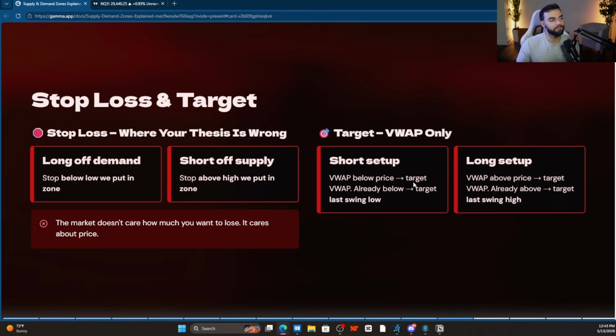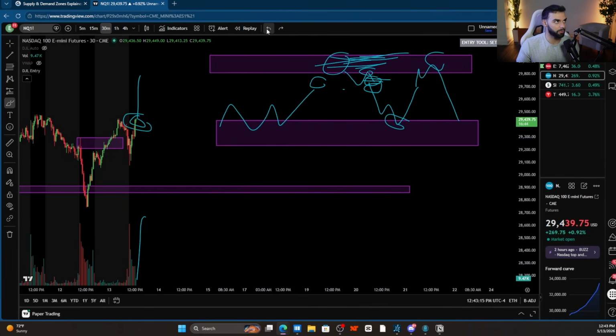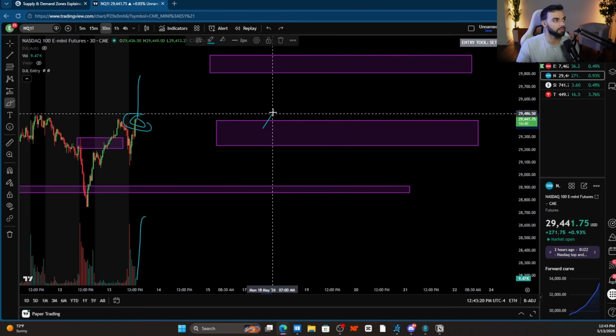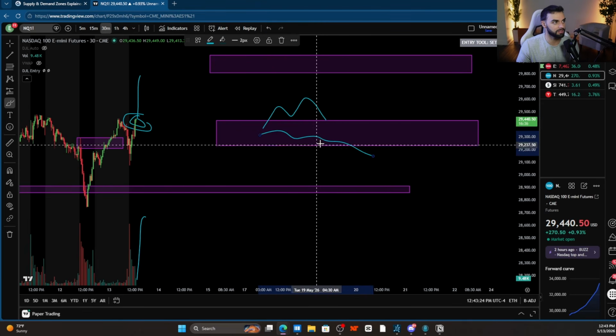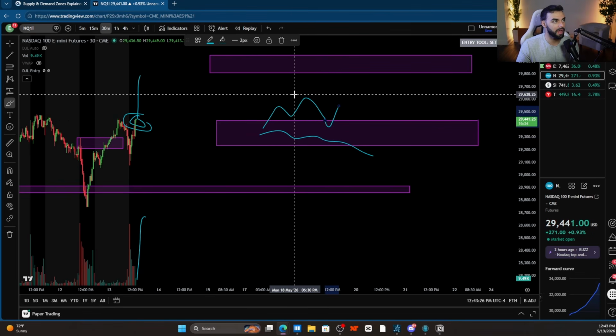And if VWAP is, for example, let's say we're looking at longs off of a key level. Let's say we're looking at longs off demand. We bounce off demand, we're looking for longs, and VWAP is underneath us. Let's say this line is VWAP, this line is price. Then I will target the last high.